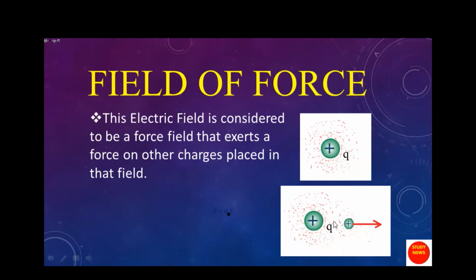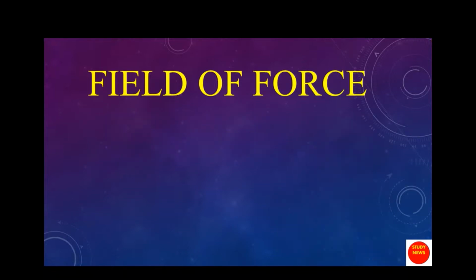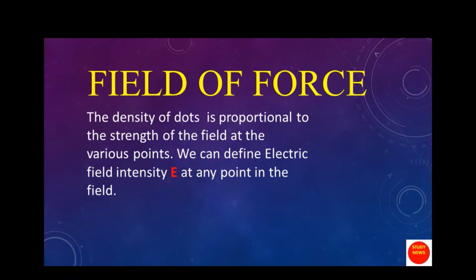For measuring or performing experiments, we use this method. The density of dots is proportional to the strength of the field at the various points. We can define electric field intensity E at any point in the field. So electric field intensity E is equal to F by Q naught. Here F is the force exerted by the positive charge on the point charge, and Q naught is a point charge.